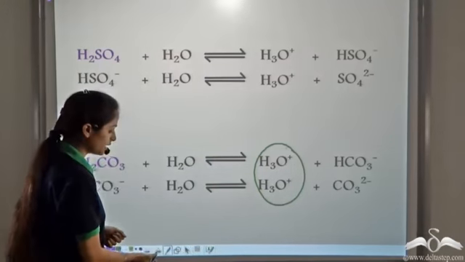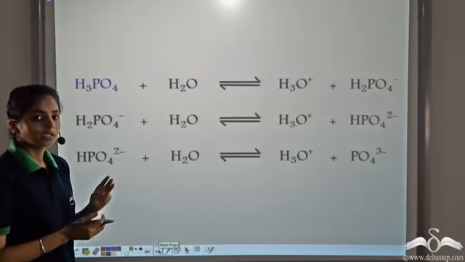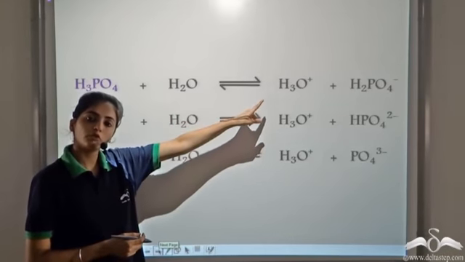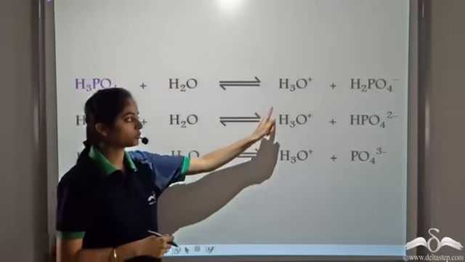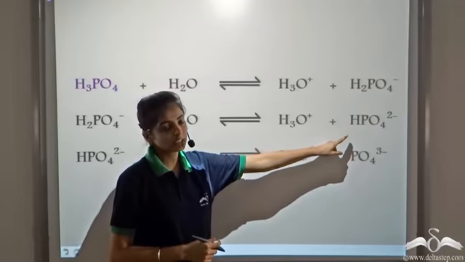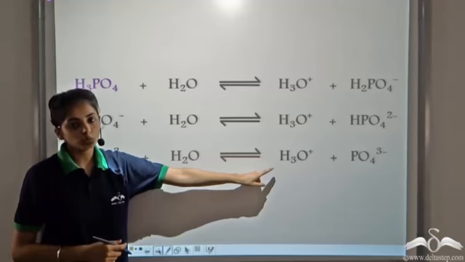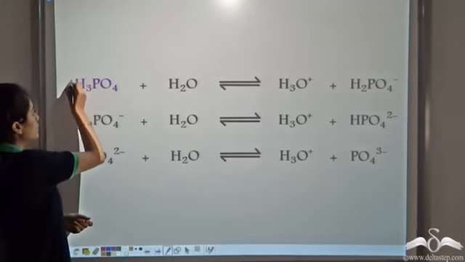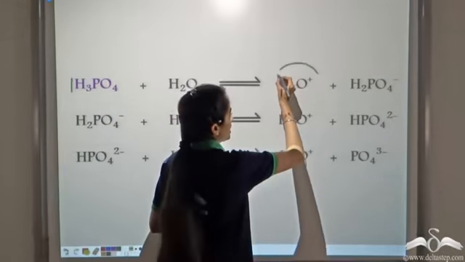When we talk of phosphoric acid, it ionizes in 3 steps. In the first step, it gives one ion H3O plus and H2PO4 minus. H2PO4 minus further ionizes to produce one more H3O plus ion and HPO4 2 minus, and this again ionizes to produce one more H3O plus ion and the phosphate ion. So one molecule of phosphoric acid produces 3 H3O plus ions.